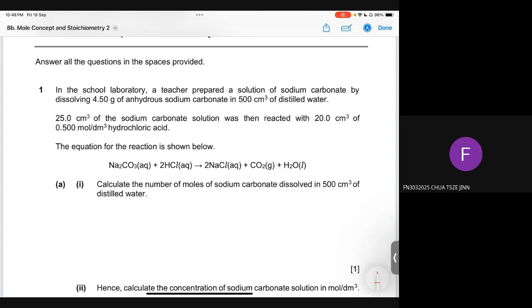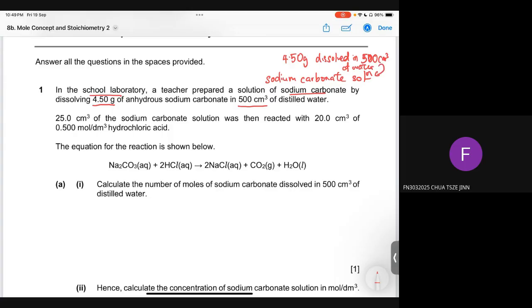Okay, they say in a school lab, a teacher prepared a solution of sodium carbonate. So just think of it as sodium carbonate solution. How did he prepare this solution? By dissolving 4.50 grams of sodium carbonate in 500 cm cube of water. Okay, so that's how they go about preparing this solution.